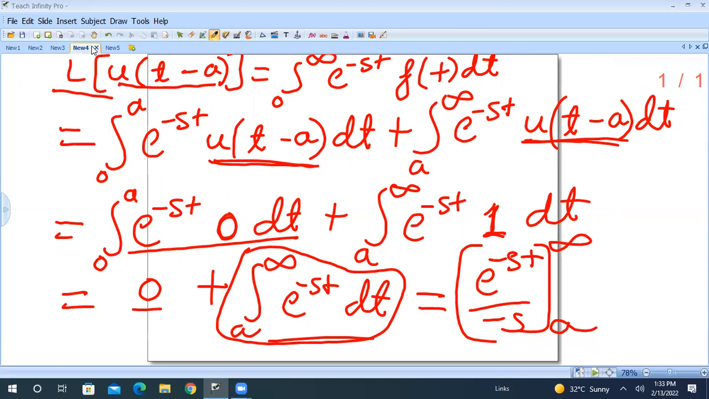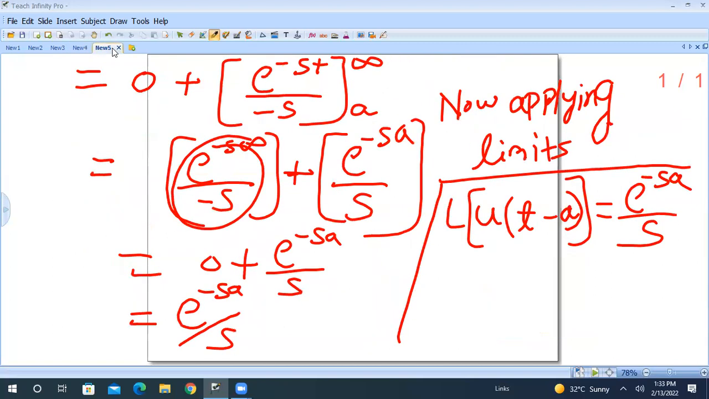Okay, so this whole term will be becoming 0 for you. Then the e term becomes the integral from a to infinity of e to the power of minus st dt. Next, when we integrate this, we get e to the power of minus st divided by minus s, with limits infinity to a. So next slide, this term becomes completely 0.